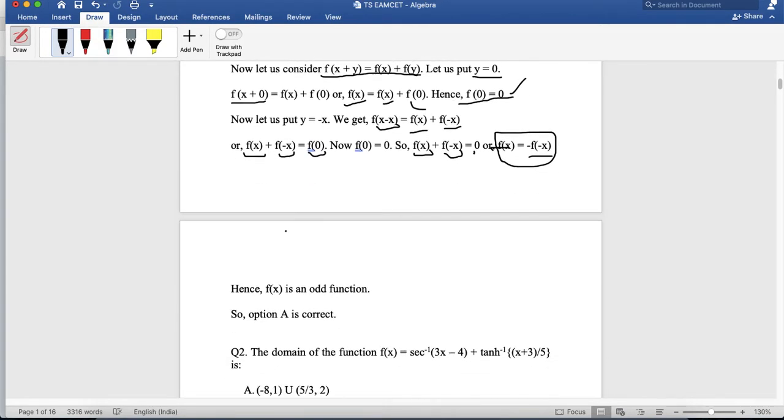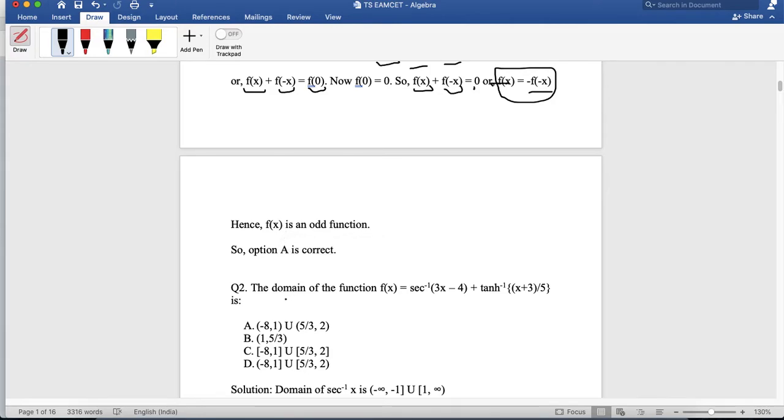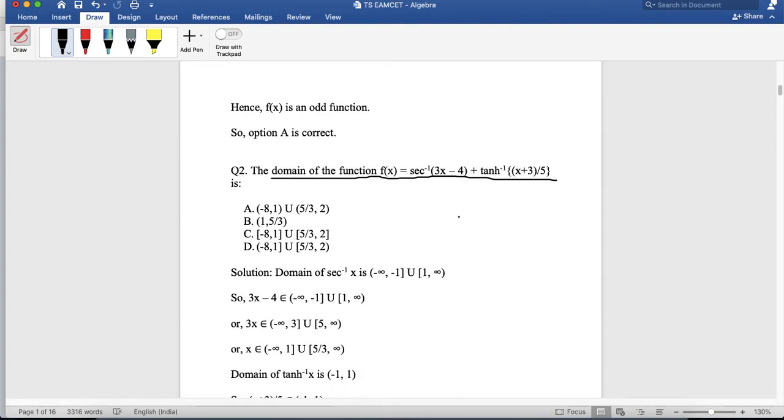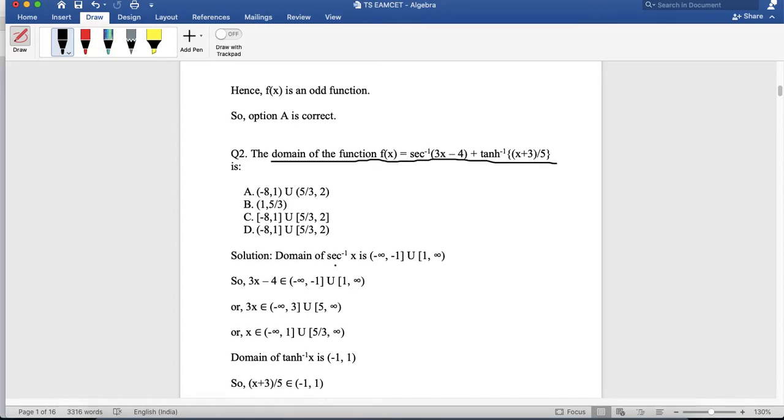Now let us move to the next problem. Again, a very straightforward question they have asked. What's the domain of this function? So let us not get too much into the details. We know that the domain of secant inverse of x is minus infinity to minus 1 and 1 to infinity.